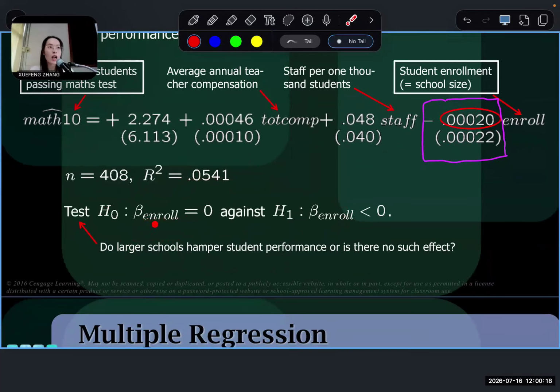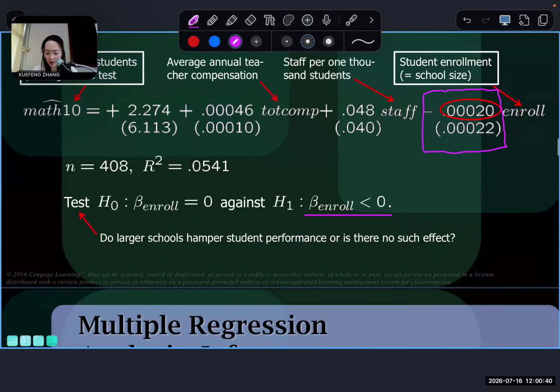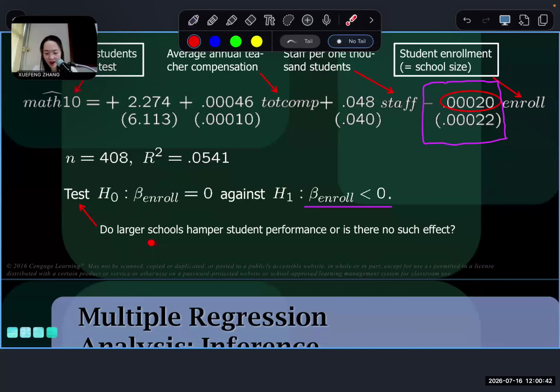This is our hypothesis. Remember, when you write your paper, you need to have your own hypothesis, okay? Which one is your H0? Which one is your alternative hypothesis, H1? So here we want to know whether beta enroll is less than 0 or not. So basically, we are asking, do larger schools hammer student performance, or is there no such effect?